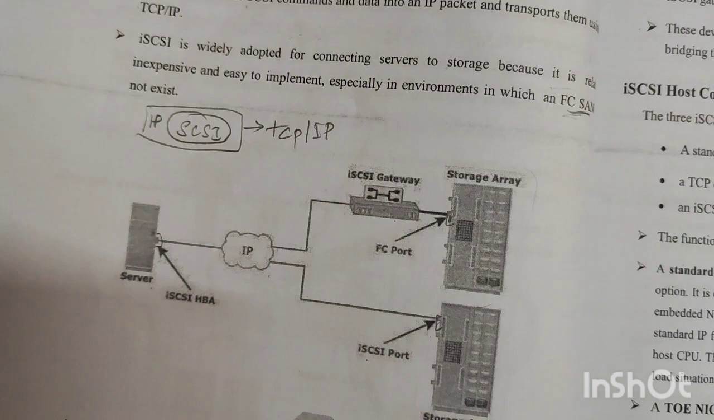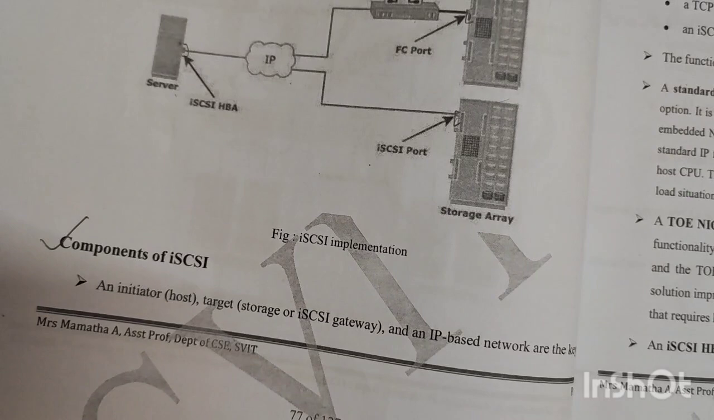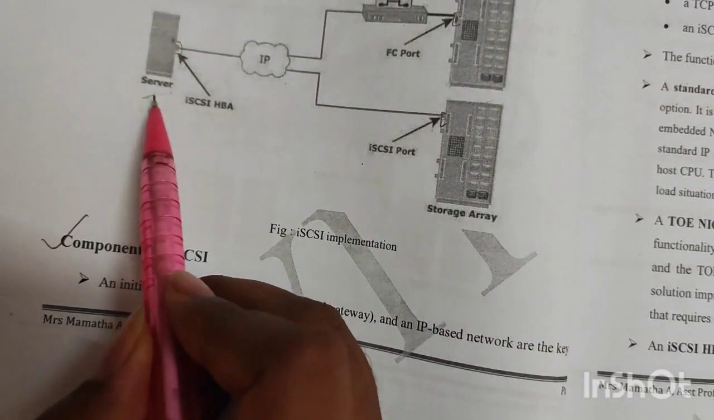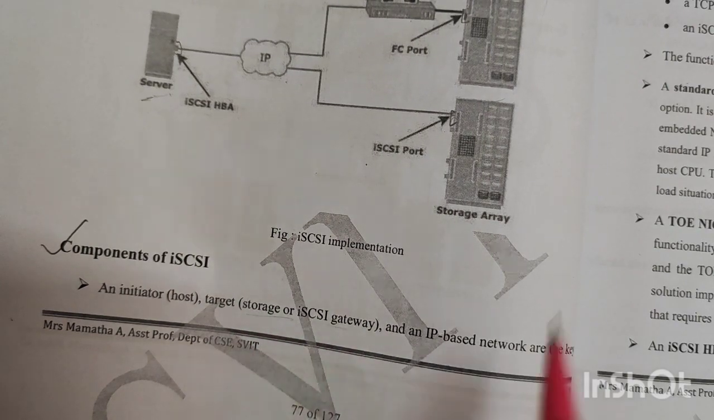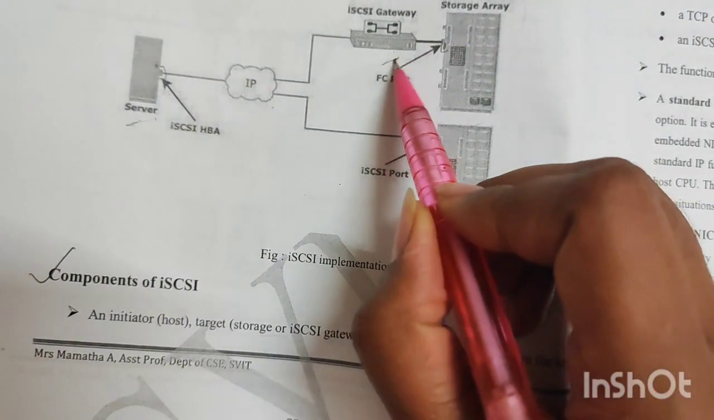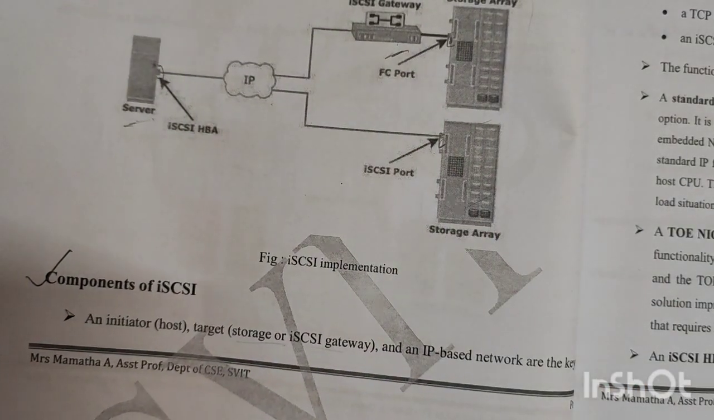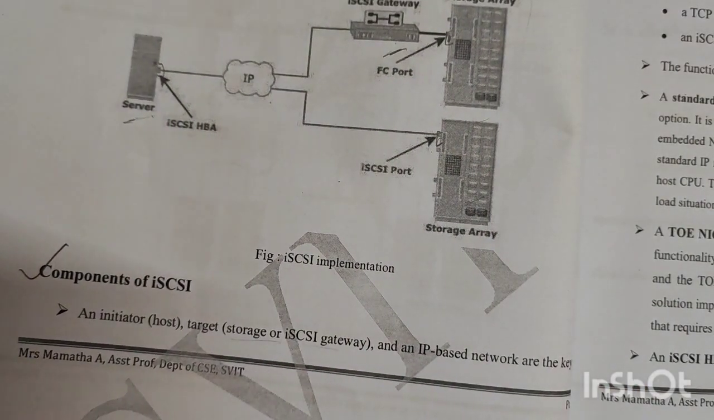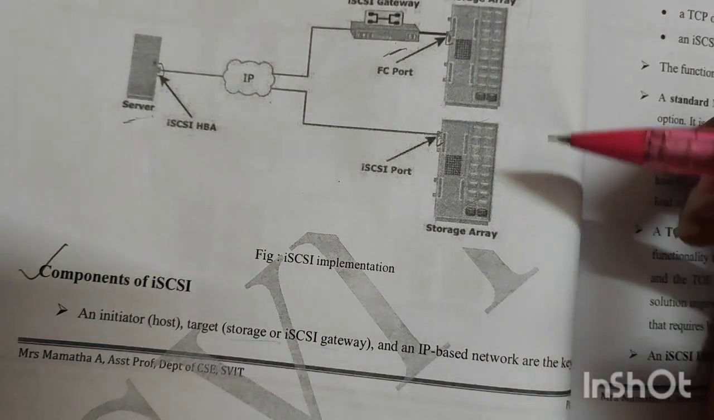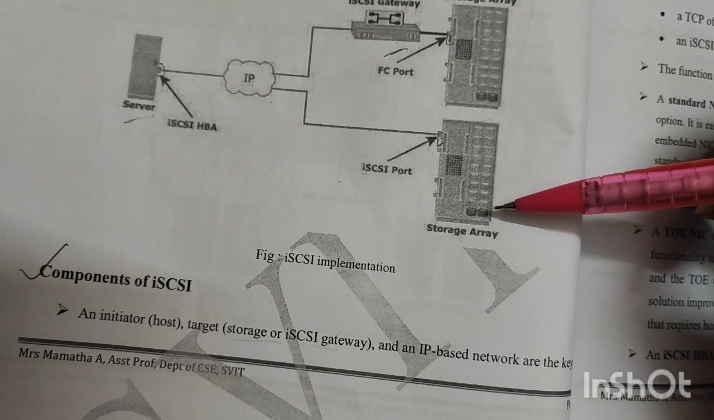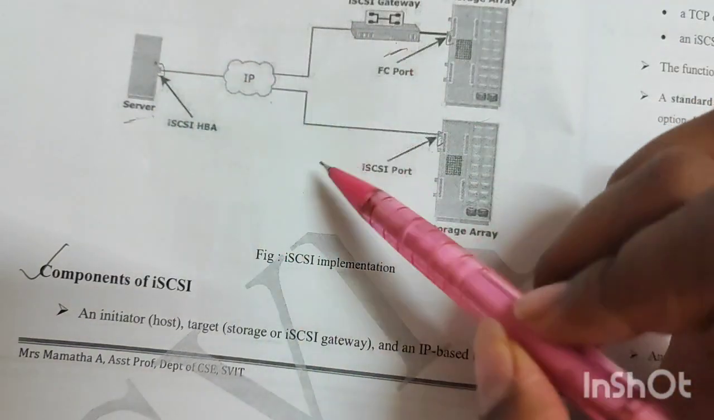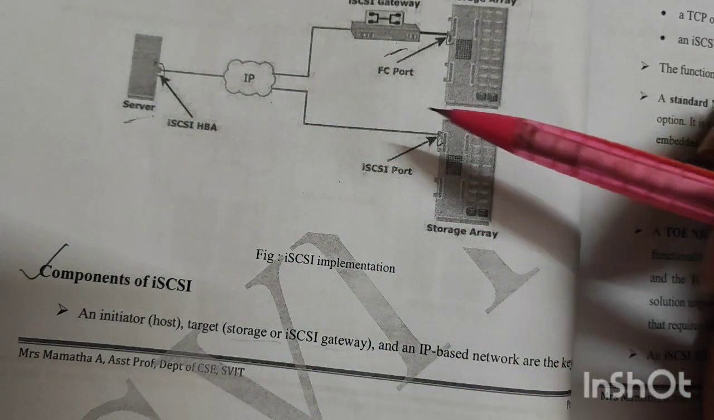So you have to talk about the components. You have an initiator, the host, which is the server that becomes a host, and then you have a target, the storage or iSCSI gateway, and then you have an IP based network, and then you have your iSCSI capable storage. If iSCSI capable storage is deployed, the host can initiate direct communication. You are going directly from the host, right? So that is what happens here.